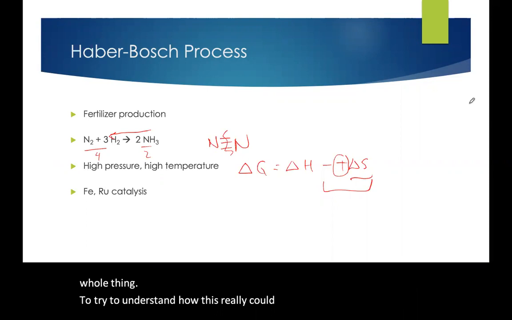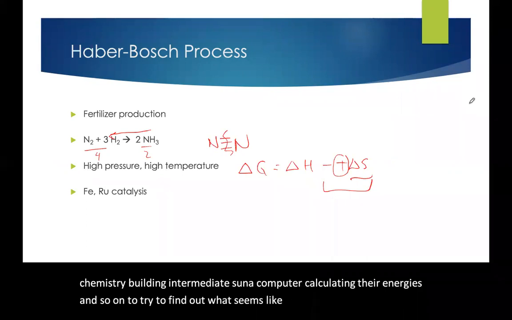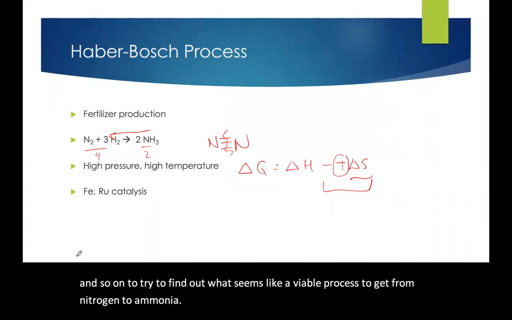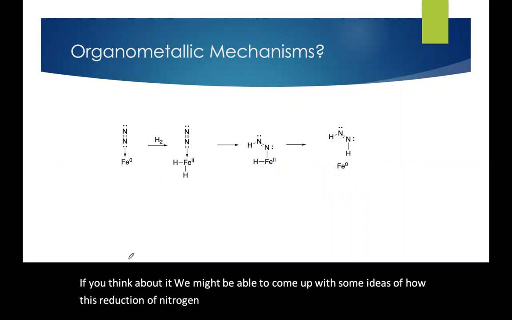Also computational chemistry, building intermediates in a computer, calculating their energies and so on to try to find out what seems like a viable process to get from nitrogen to ammonia. And if you think about it, we might be able to come up with some ideas of how this reduction of nitrogen to ammonia could work, either in the Haber Bosch process or in some process that we haven't come up with yet.